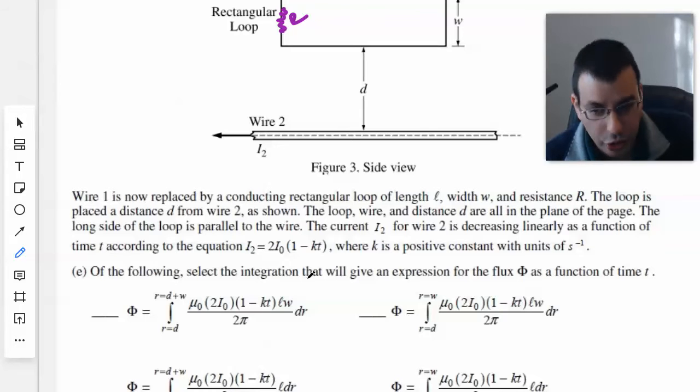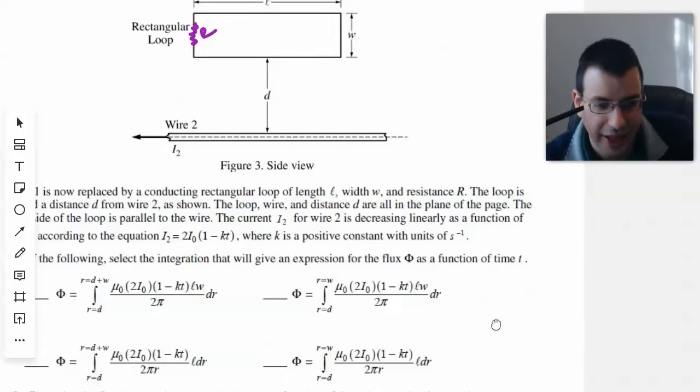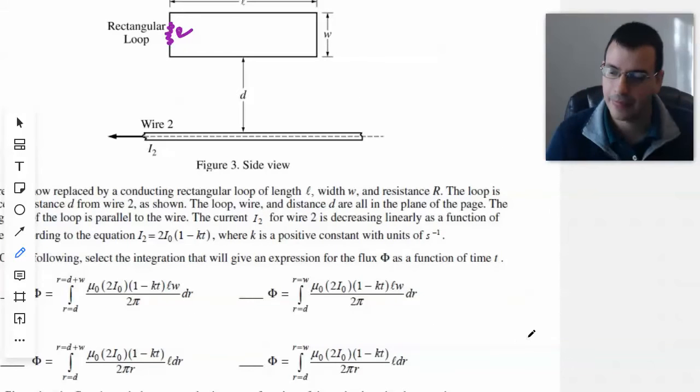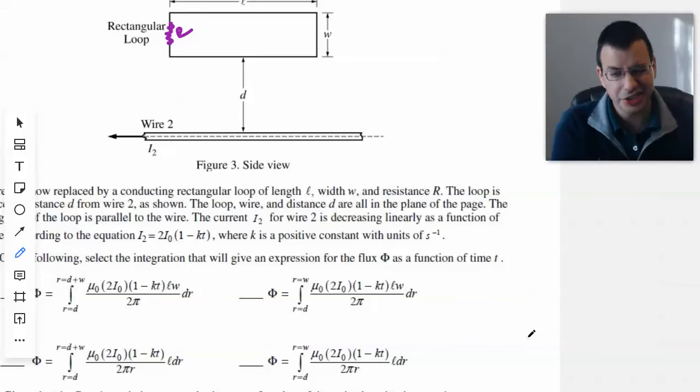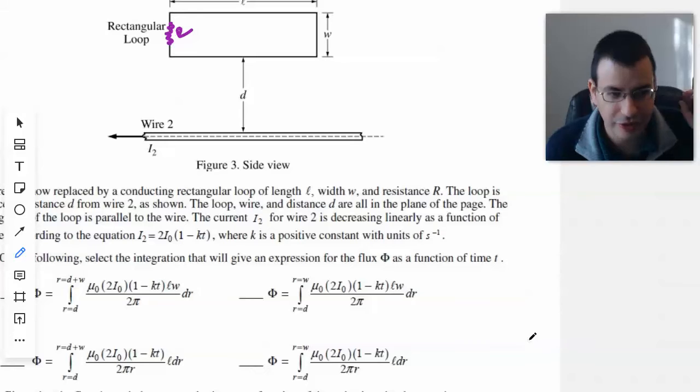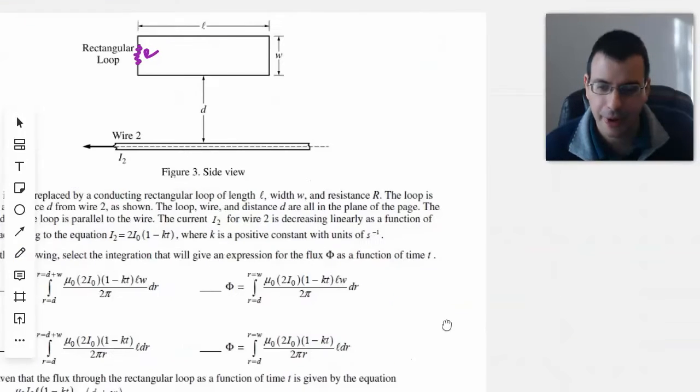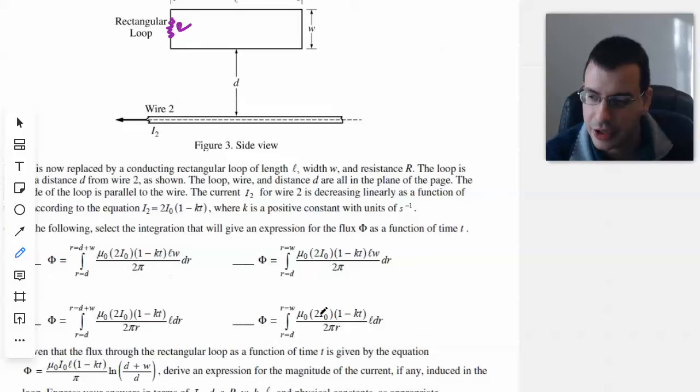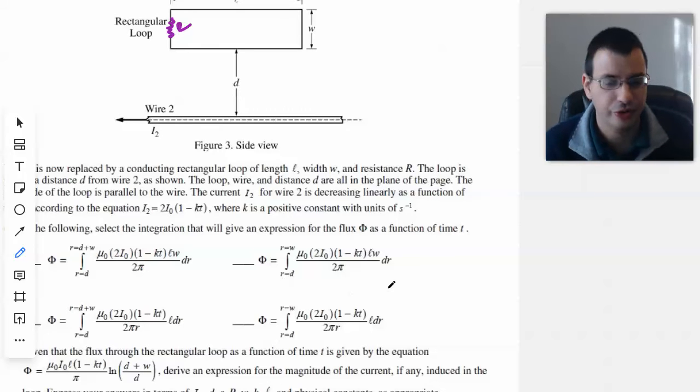Time t according to equation I2, where k is positive, units each of the following given expression for the flux as a function of t. Okay, since this is such a long question and you kind of intuitively know what it is, you might want to go for it. But I'm going to show you where this comes from. So we're looking for flux.